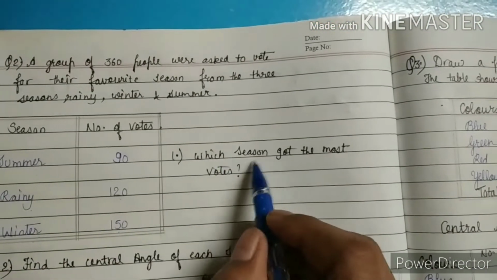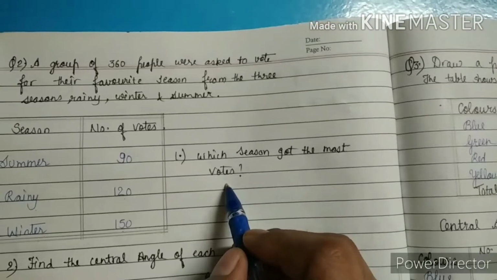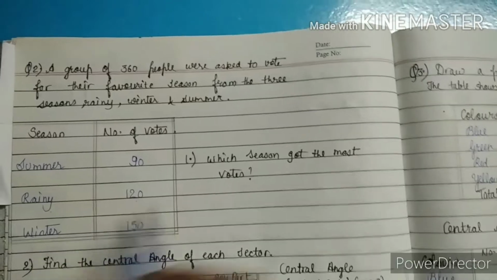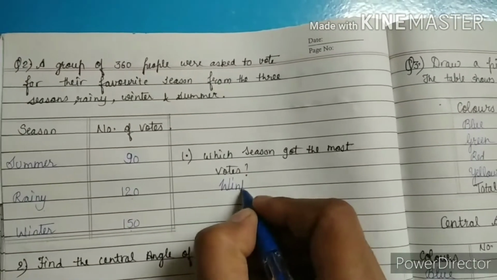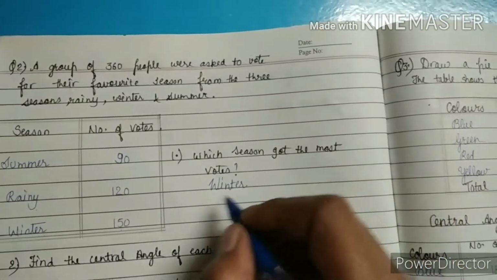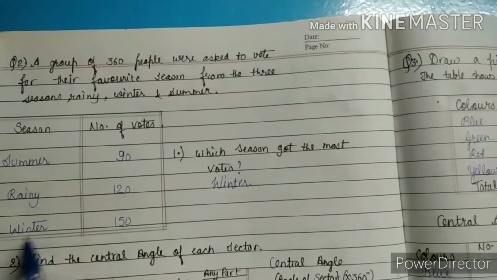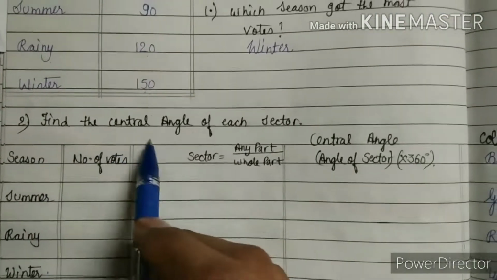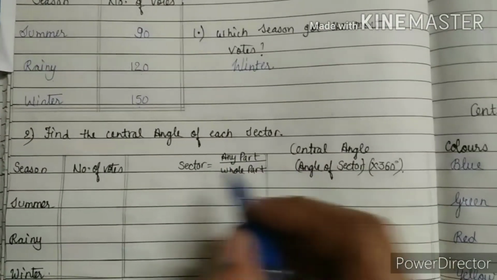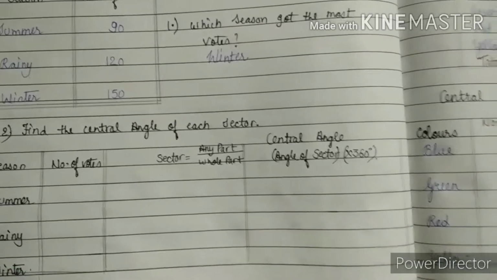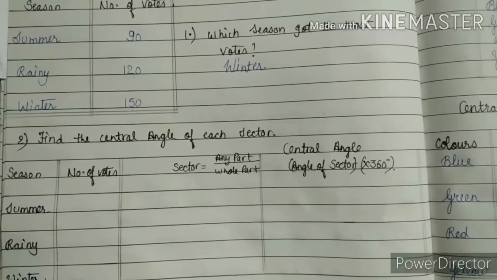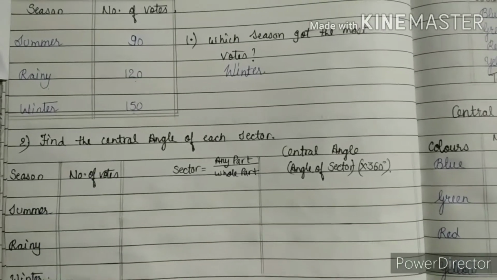So we have to answer the following questions. First question is, which season got the most votes? We can see the maximum number of votes is going for winter. So the answer is winter, because they ask for most, so we have to see the highest voted season. Next question is find the central angle for each sector. I already explained to you that in the pie chart we have sectors, and for drawing the sectors we have to calculate central angles. So we have to find for summer, rainy and winter.